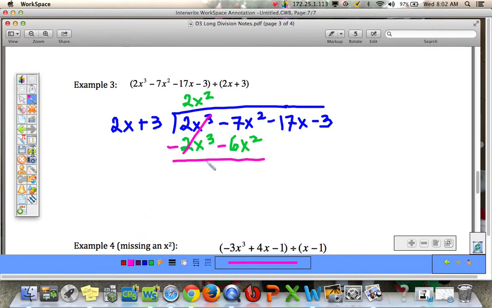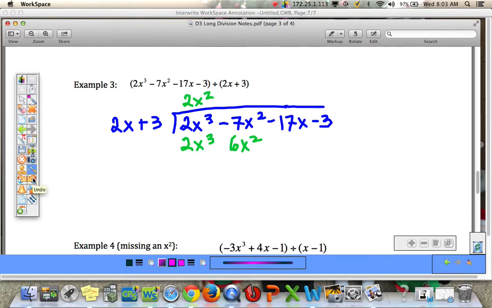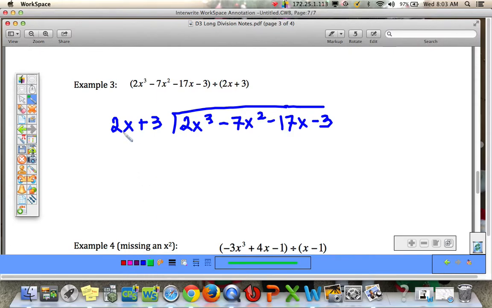This cancels. Here we get negative, oh, I'm sorry, we don't need the 2 here. That would be a 4, so I made a mistake here. Let's fix this. Okay, so here, how many times does 2x go into 2x cubed? We already have the 2 here and an x, so this should be just an x squared. So there's where I made my mistake. Now we multiply, and now they match.